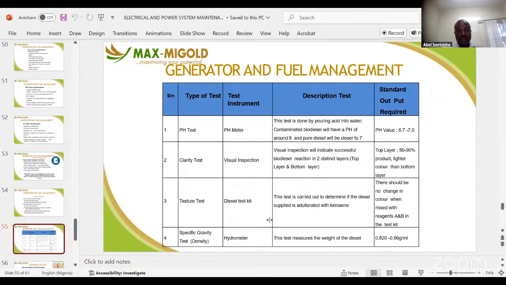We have the texture test. The test is carried out to determine if the diesel supply is adulterated with kerosene or so.